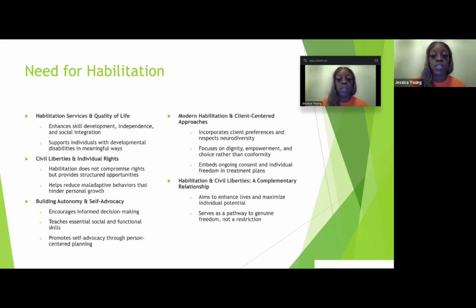Habilitation and civil liberties have a complementary relationship that aims to enhance lives and maximize individual potential, and serves as a pathway to genuine freedom, not a restriction.